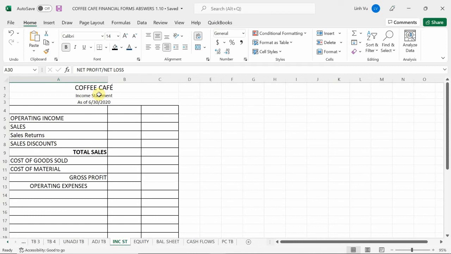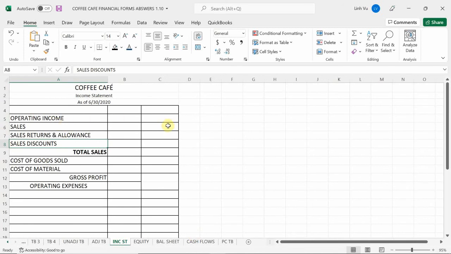My operating income here is my main core of operations, how I generate my income, which is going to be my sales. Things that affect my sales are going to be my sales returns and allowances. So this should be capital sales returns and allowances. And it's also going to be my sales discounts. Those things go against my total sales.